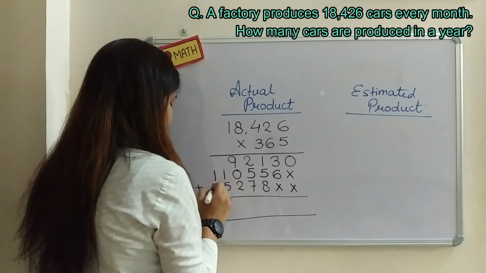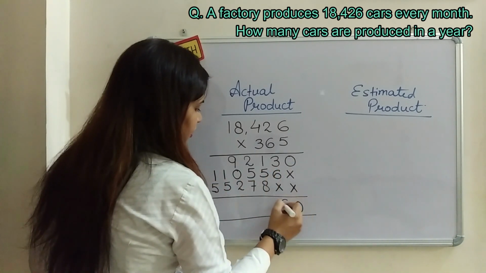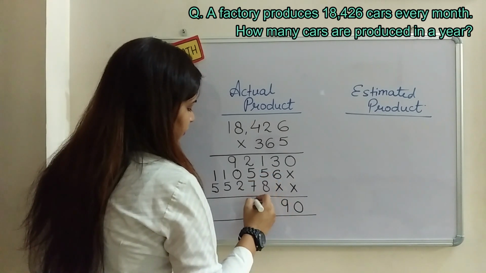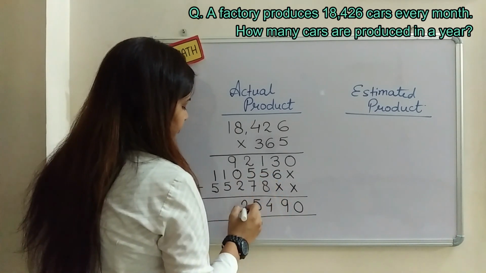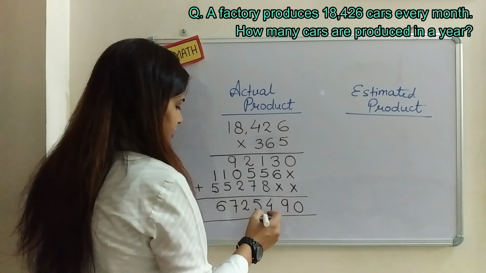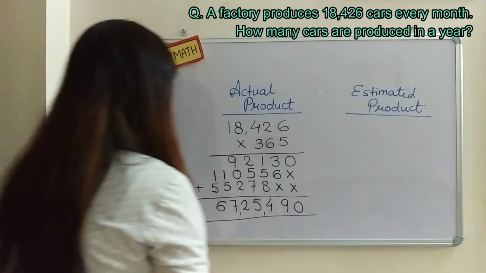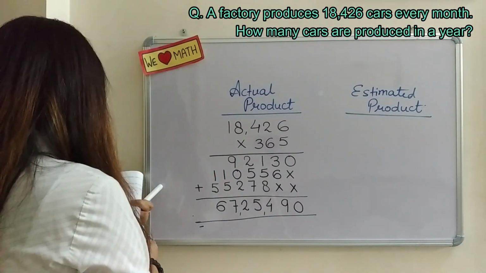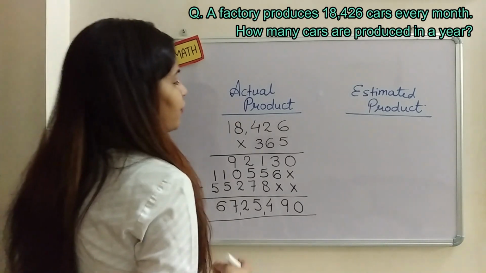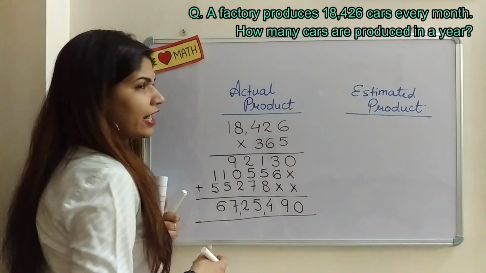Yes, and here we need to add all these numbers. 0, 9, 14, 15, 12, 7 and 6. So it will be 67,25,490. Now we need to find out the estimated product, so that will be easier.